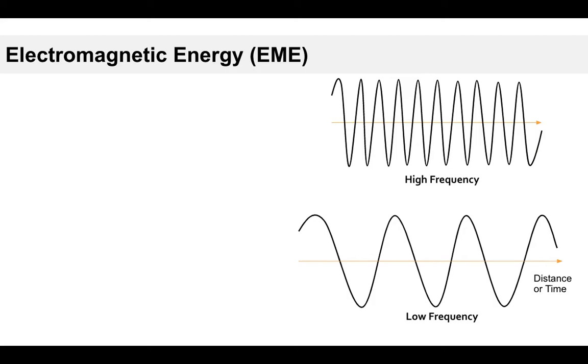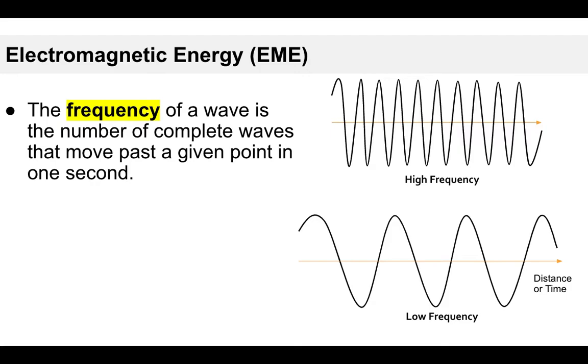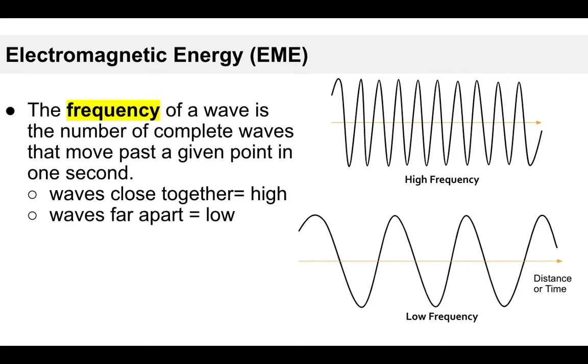So when we're looking at these waves transferring energy, there's another vocab term. It's called the frequency. So the frequency of a wave is the number of complete waves that pass a specific point, usually the rest point, in 1 second. If the waves are very close together, they have a high frequency. This is a little bit of a trick. And if the waves are really far apart, it has a low frequency.